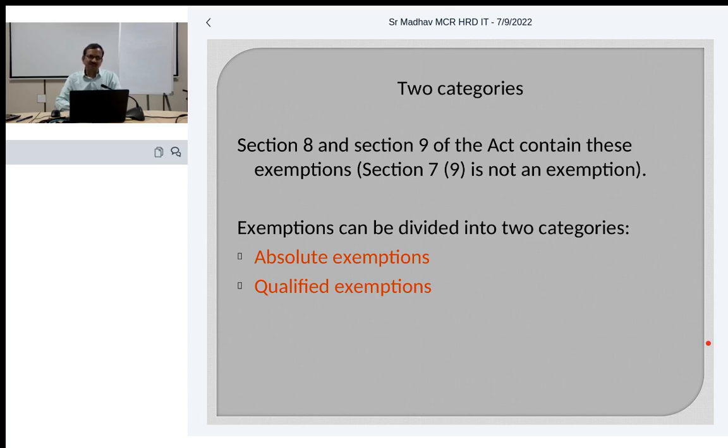That is, one is absolute exemptions and another is qualified exemptions. These are listed out under Section 8 and Section 9. Section 9 is an absolute exemption. And Section 8, subsection 1, has 10 clauses, clause A to J. These 10 clauses can be called qualified exemptions. So what is the difference between absolute and qualified?